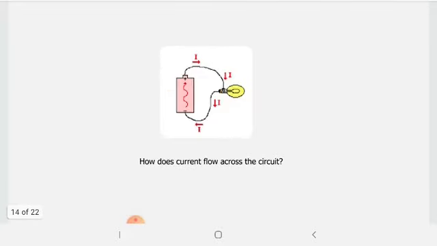And then how does it flow? How does it flow across the circuit? So tulad ng pinapakita natin before, the current will flow from the positive terminal and then to the light bulb and then to the negative terminal. So we are assuming the flow of a positive charge, diba?